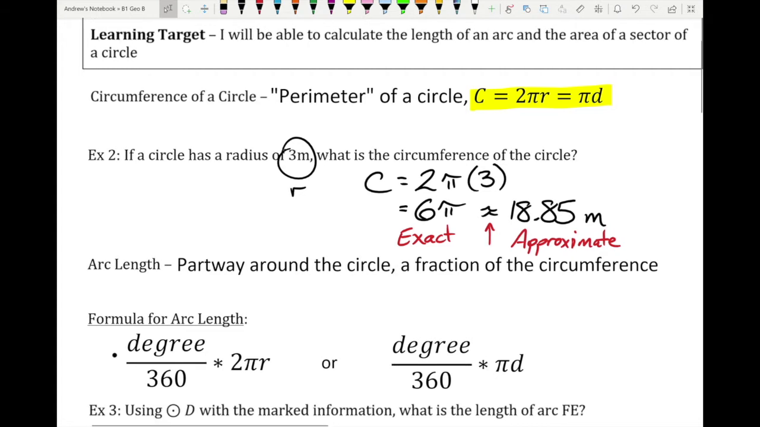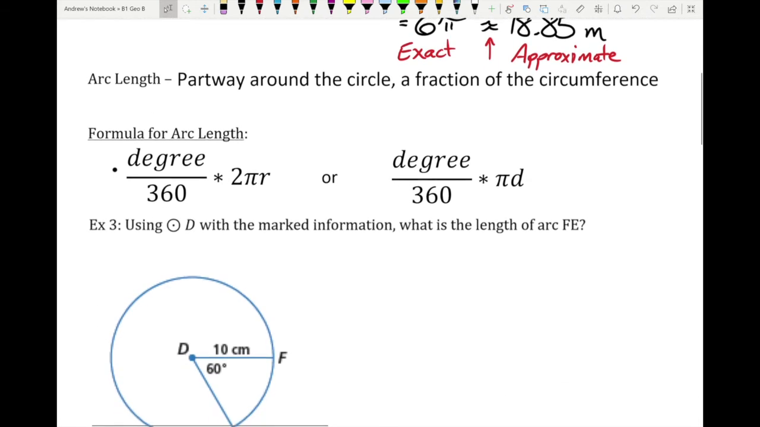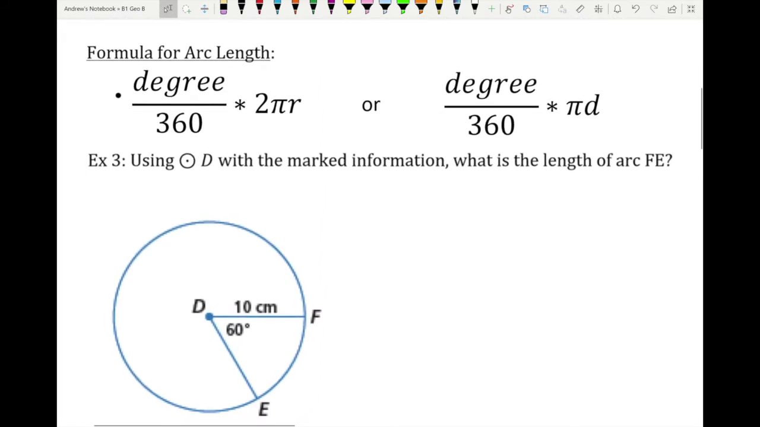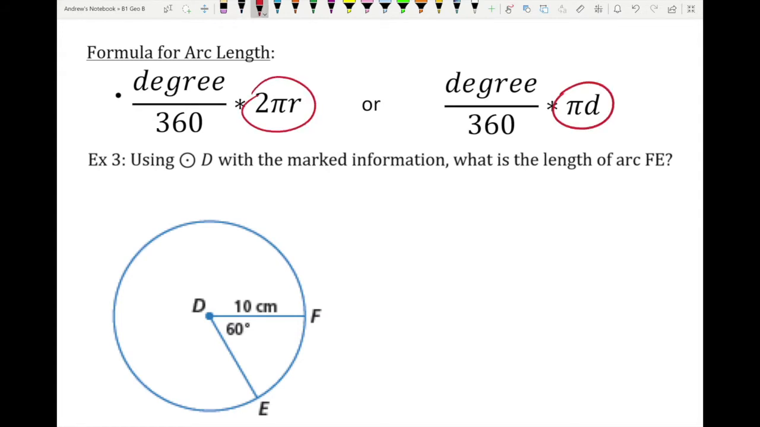The arc length that we're going to talk about today is when we're going just part way around a circle. It's basically like taking a fraction of the circumference. Our formula for arc length has two different options. It's the degree divided by 360 times 2 pi r, or the degree divided by 360 times pi times the diameter. This 2 pi r and this pi d are just the circumference. We were just working through those formulas.